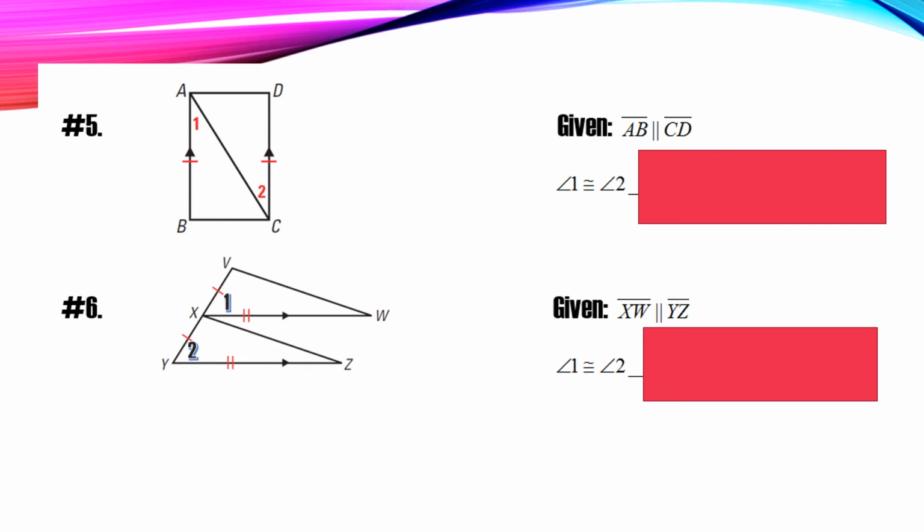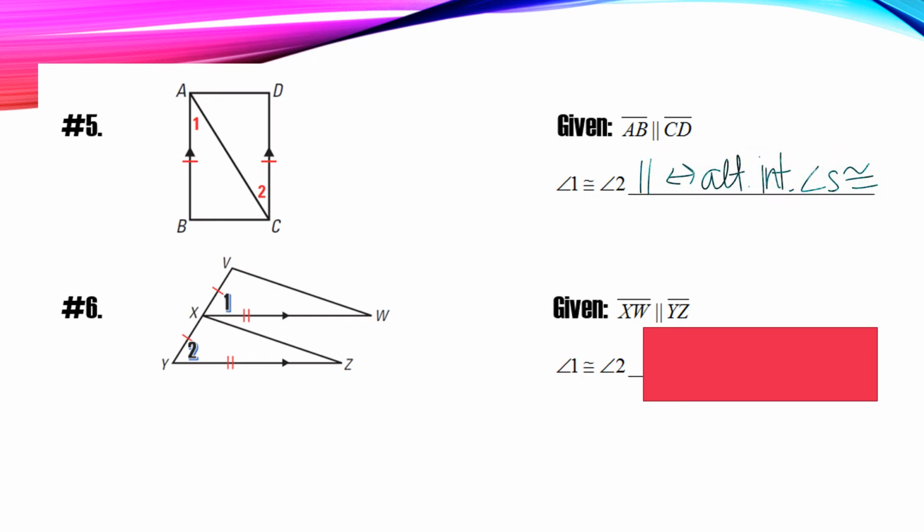Number 5, so on your paper you could turn it, but these two lines here are parallel, okay? So if we're looking at the transversal, and I just covered up all of those numbers there, what kind of angles are those? 1 and 2 are alternate interior angles, and when we have parallel lines, that means alternate interior angles are congruent.